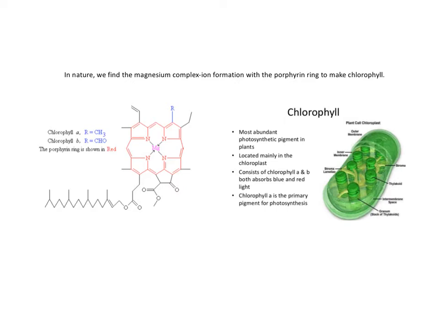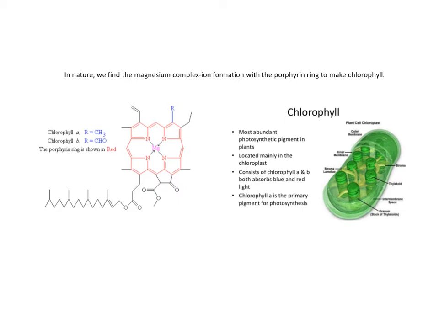So you have both A and B inside the chloroplast, and they're absorbing both blue and red light. Therefore, the color of the compound is going to be green. You could study the absorption spectrum to see that the absorption bands are for blue and red wavelengths. And then, of course, chlorophyll is associated with the pigment for photosynthesis.